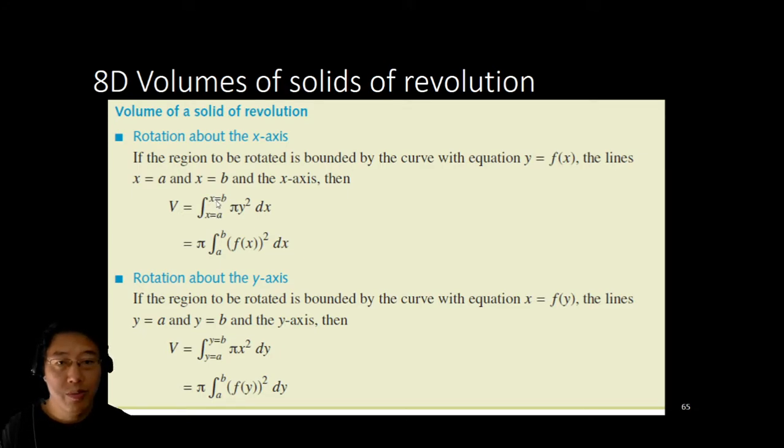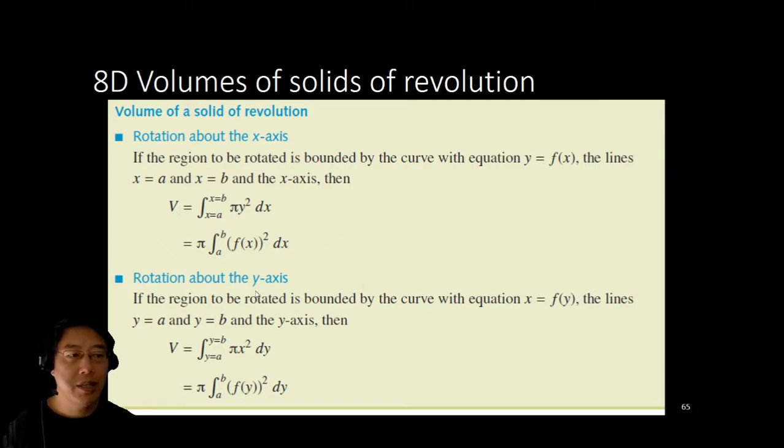Now you need to remember the formula. So you square your function. So y is a function in terms of x, you square it, and you have a pi factor. That is the formula that you need to use for a volume of revolution.